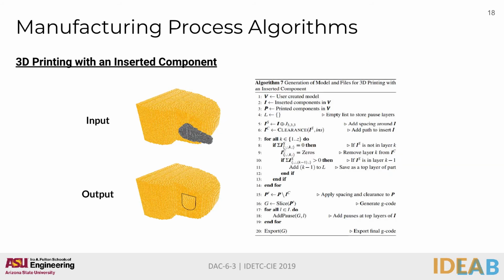This figure shows the result of running these steps on the input model. Notice that there's clearance around the motor shaft, a path above the motor shaft to a single layer where the pause can occur. There is also a path above the wire channel on the back of the model.